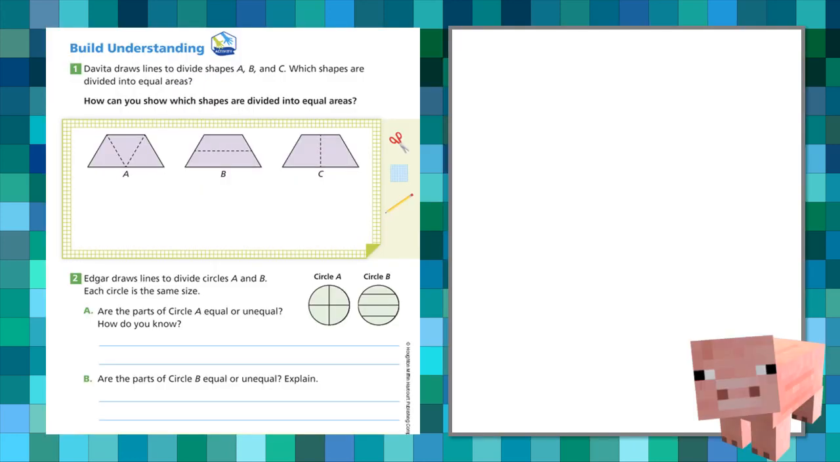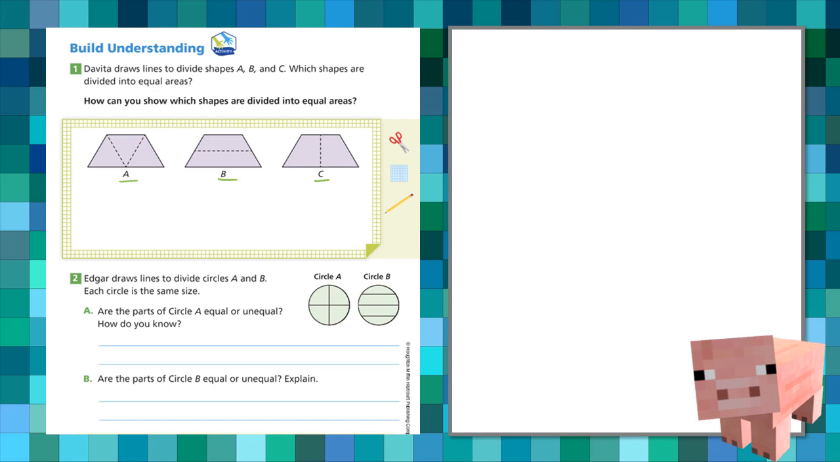Let's take a look at Build Understanding. Number 1, Davida draws lines to divide shapes A, B, and C. Which shapes are divided into equal areas? How can you show which shapes are divided into equal areas? Well, I see my 3 shapes, A, B, and C, and I notice that they're all trapezoids, and they're all the same size. I also notice that one of the trapezoids is broken up into 3 parts, and the other 2 are broken up into 2 parts.